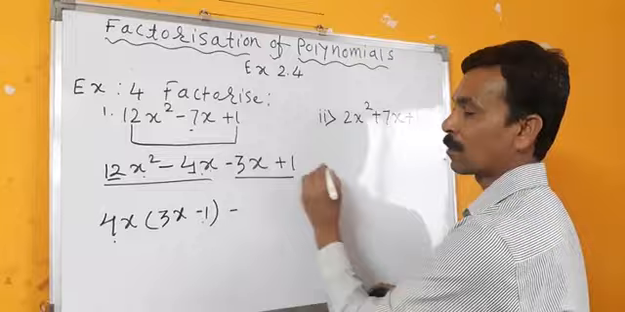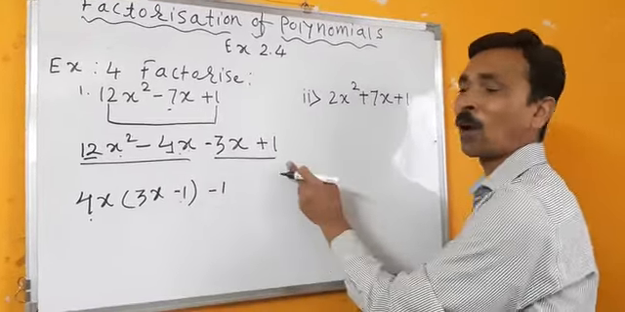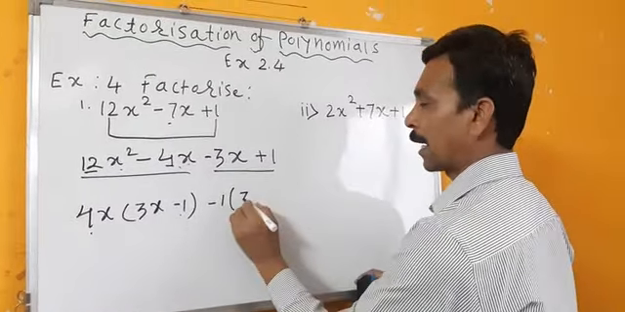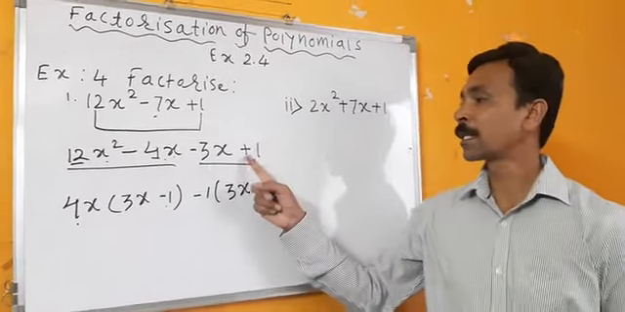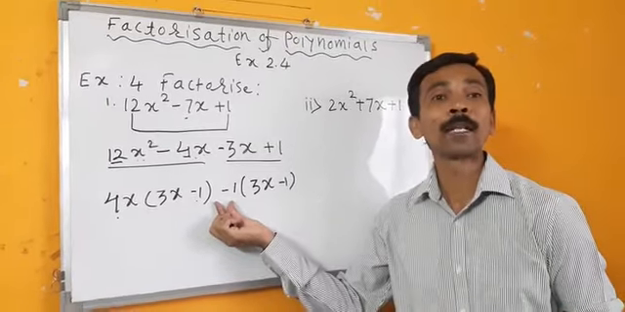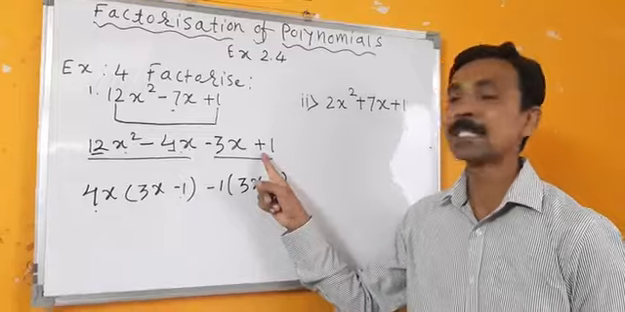Now we will take common from the second pair. What is common from the second pair? 1, because there is nothing common. If nothing is common, you have to take 1 as common. And in the bracket it is 3x minus 1. Now you will say, sir, it is plus 1 here, how is it minus 1? We have taken minus 1 common. So in the bracket it becomes minus 1. Look here, minus into minus is plus.